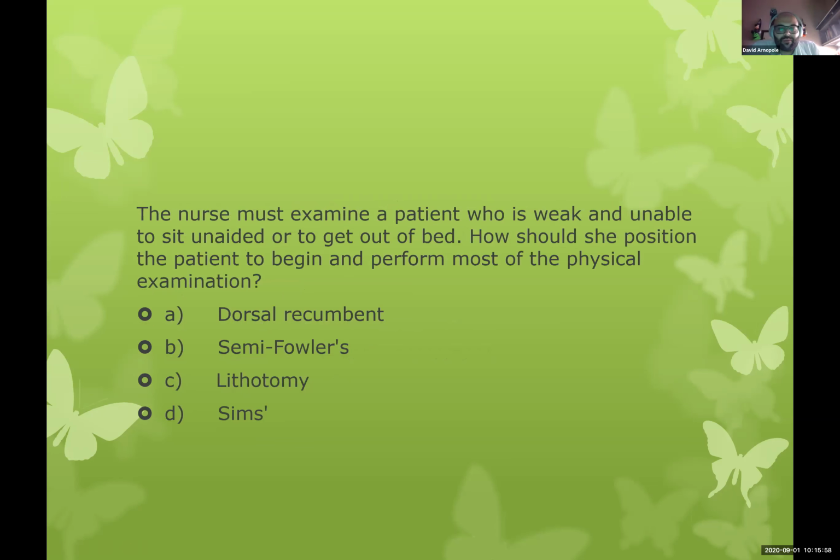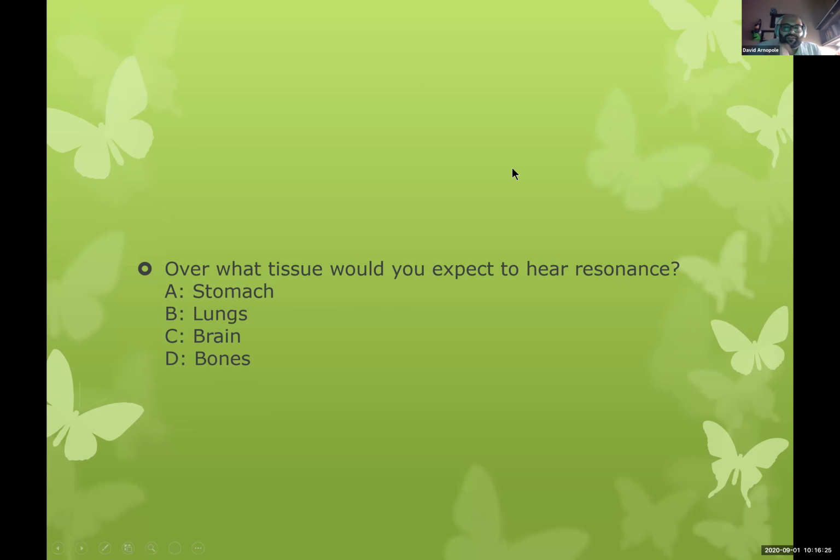The nurse must examine a patient who is weak and unable to sit unaided or get out of bed. How should she position the patient to begin and perform most of the physical examination? People have been looking at those pics I gave you guys for those positions. Yes, B, semi-Fowler's. Semi-Fowler's is it. Okay, it's the most comfortable for that patient as well. Over what tissue should you expect to hear resonance?